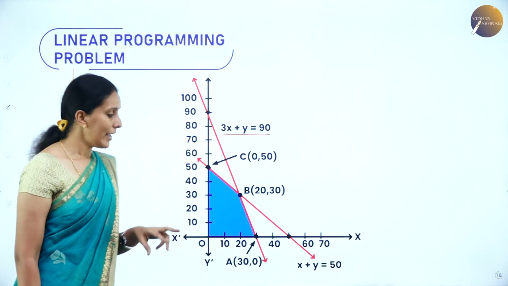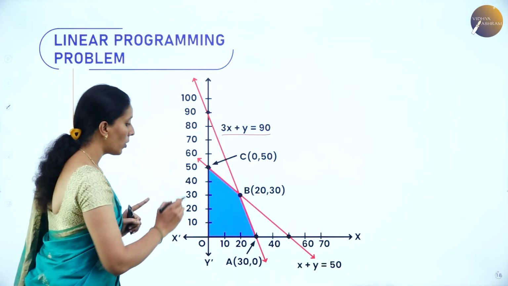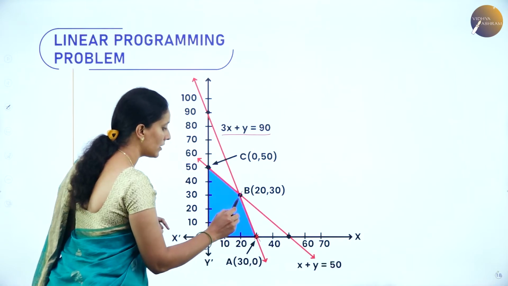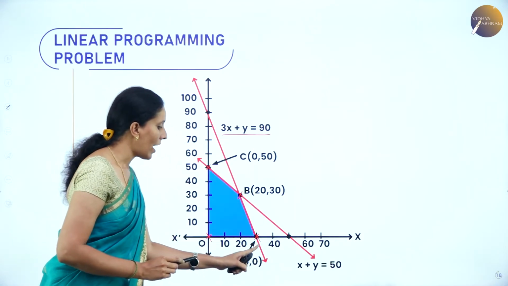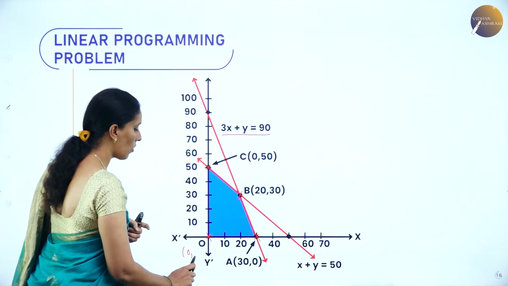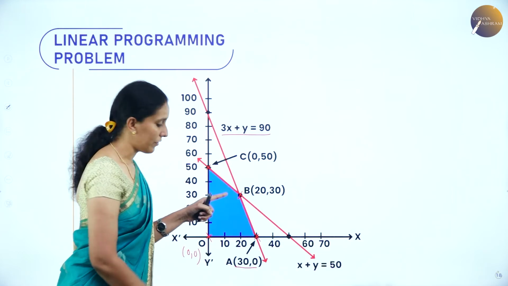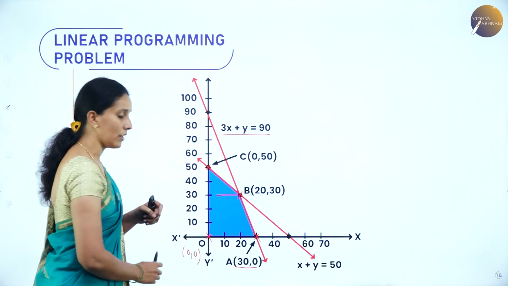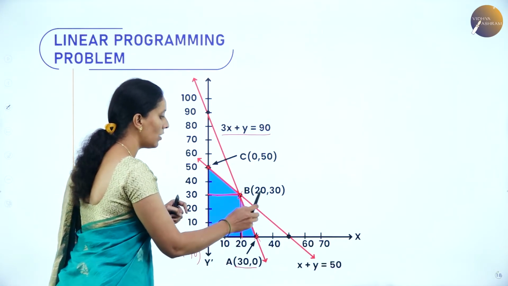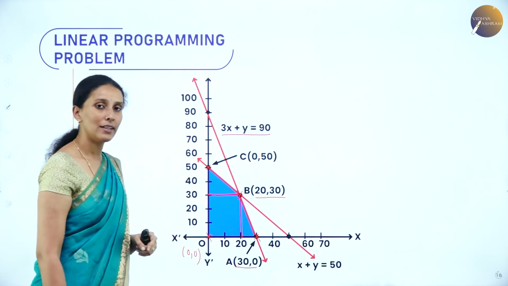What is the next thing? The next thing is we are going to mark the corner points of the feasible region. What are the corner points of this feasible region? One is origin, this is one point, and this is another point. And write their coordinates. So for origin, it is (0, 0). A is clearly (30, 0). B you will get from the graph. So it is 20 and 30 here. So clearly x value is 20, y value is 30. So this will give you the coordinate of B, the point of intersection. And C is clearly (0, 50).